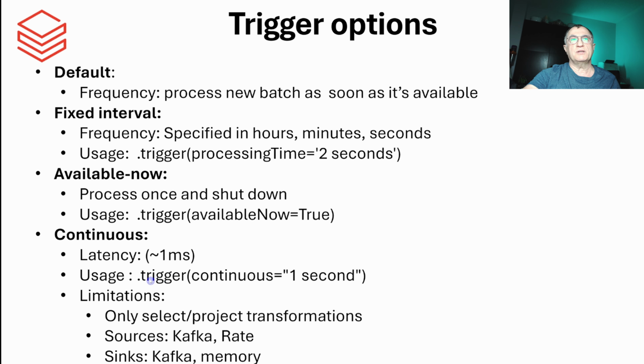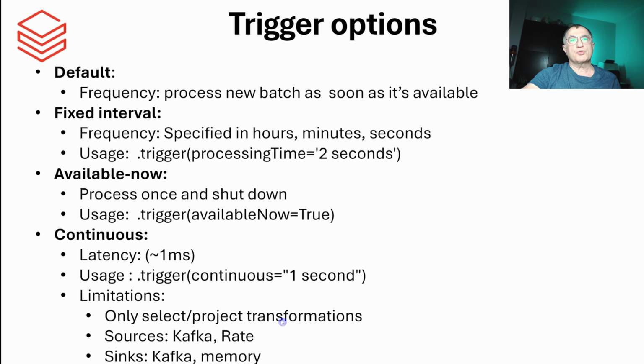And here's the usage syntax, where you can specify how frequently streaming will take snapshots. You need to be aware of some of the limitations of continuous trigger. First of all, it does not allow all the transformations. So it allows select and project transformations, just like the ones I have demonstrated earlier. To give you an example, you cannot use aggregations or join transformations.